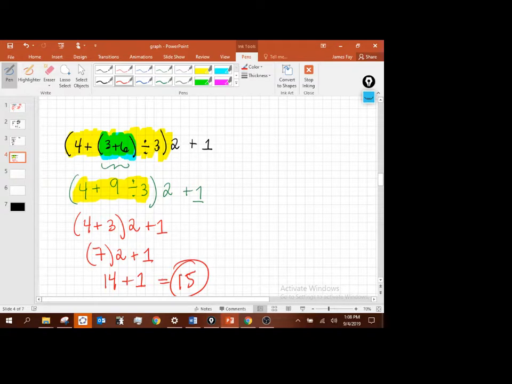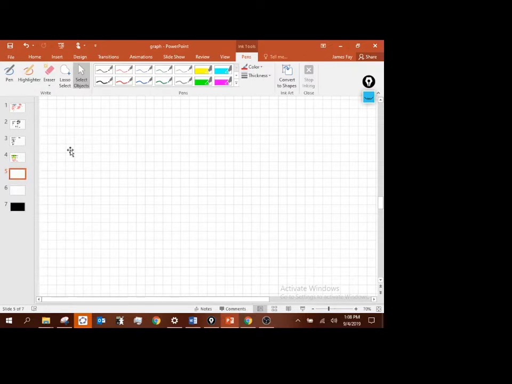I want to do one more of those, which is going to be kind of a unique situation. You won't see a whole lot of these early on, but as we get a little bit deeper into the course, some of these expressions are going to be kind of common. So 2 plus 3 plus 1 squared divided by 2.